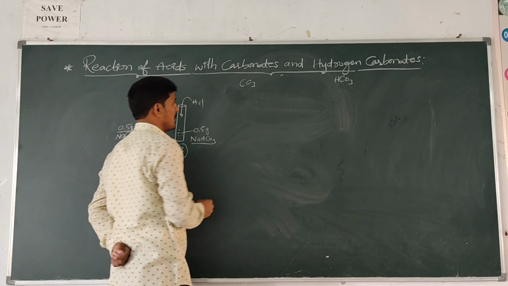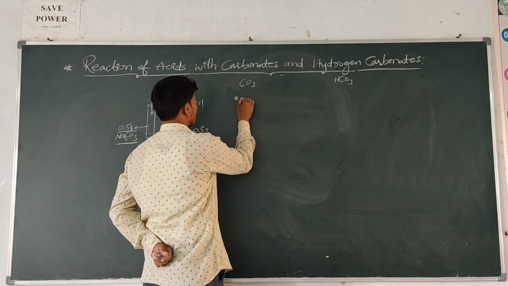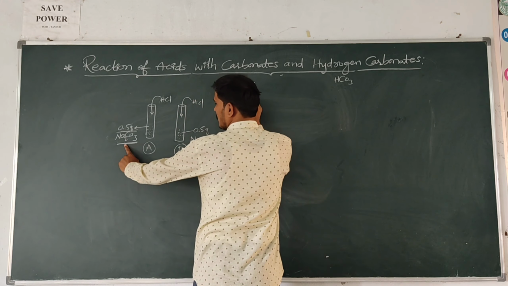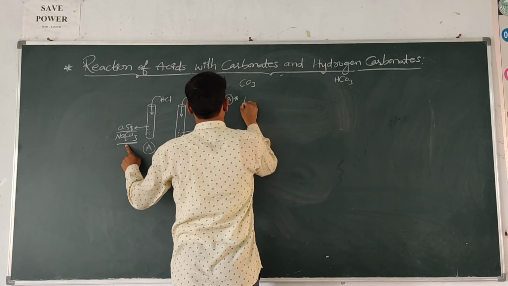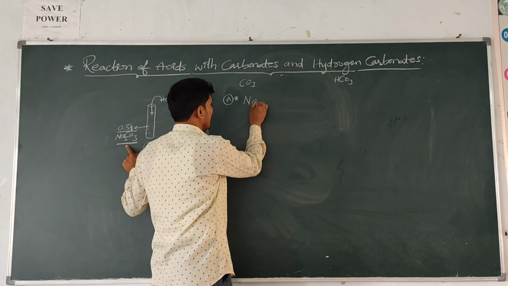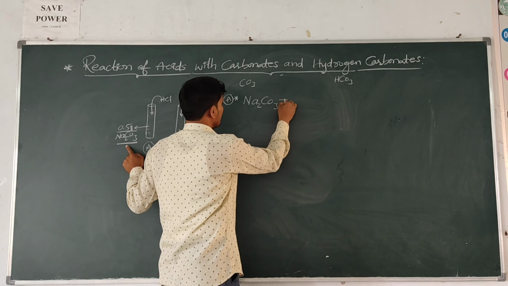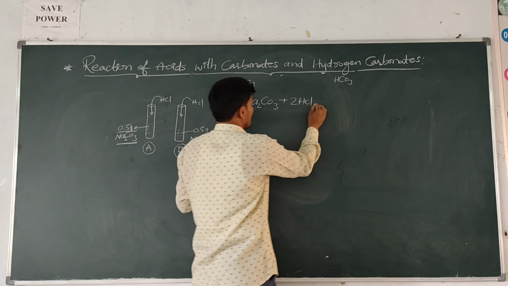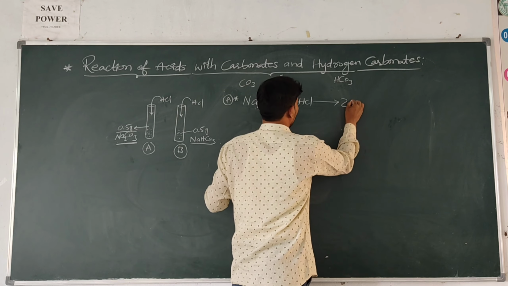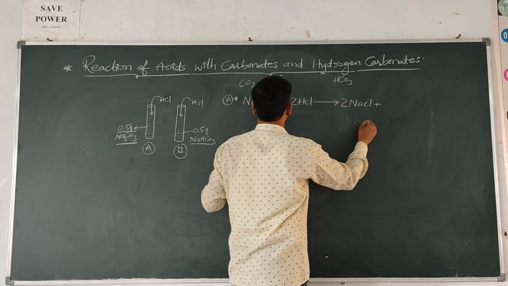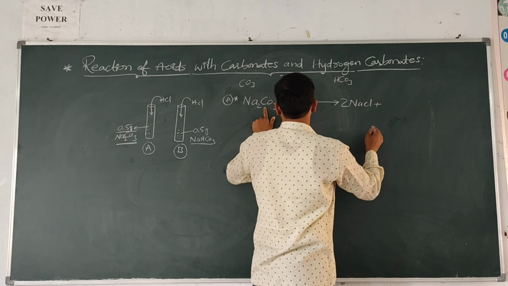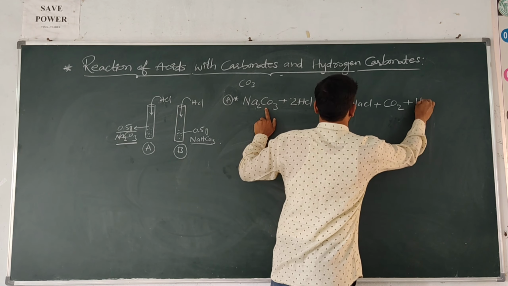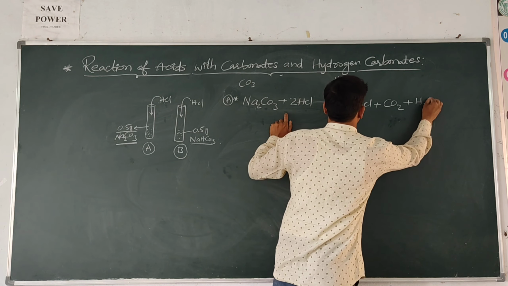Okay, how can you write the chemical reactions? Observe here. In the first test tube, A, what is the material we taken? Sodium carbonate, Na2CO3, plus what we added here? 2 moles of HCl. It gives rise to 2 moles of NaCl plus CO2 plus H2O. Okay, H2O will be formed.